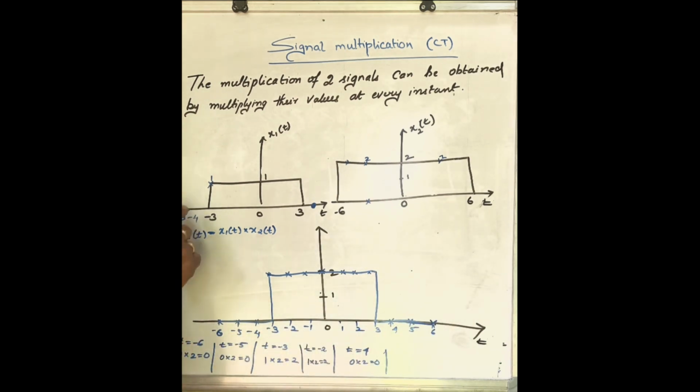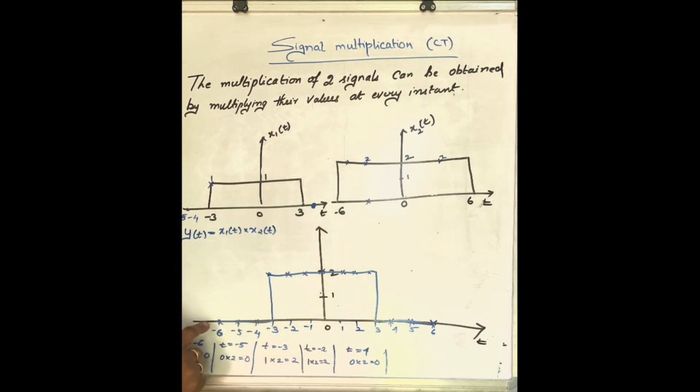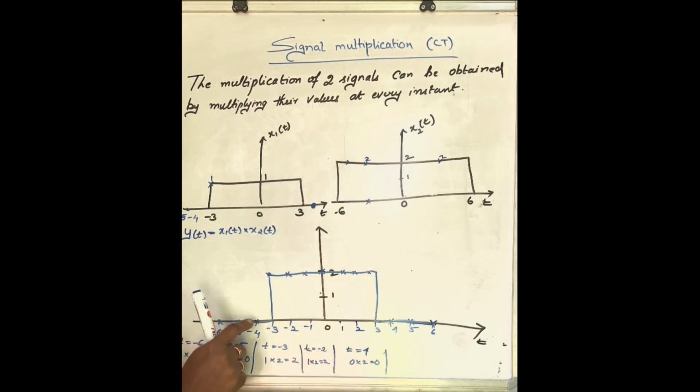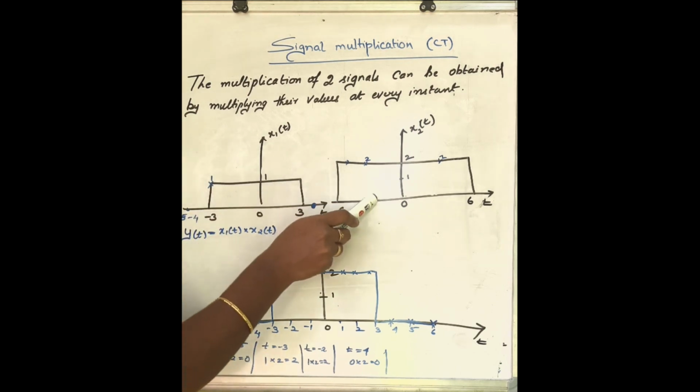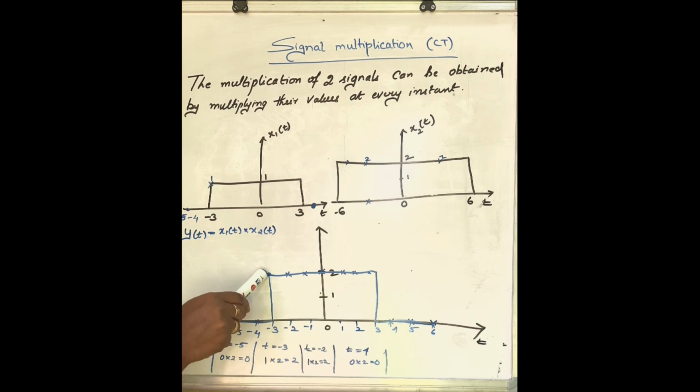Once you're done with this, take each instance, that is t is equal to minus 6. At t is equal to minus 6, see the amplitude, it is 0, whereas the amplitude is 2 here. So 0 into 2 will fetch you 0. At instance t is equal to minus 5, the amplitude is 0, here it is 2. So again 0 into 2, 0. It goes on and changes at t is equal to minus 3. When t is equal to minus 3, here the amplitude is 1, here the amplitude is 2. So 1 into 2, you will get 2. That is why we have drawn at 2. And similarly for the rest of the t's.